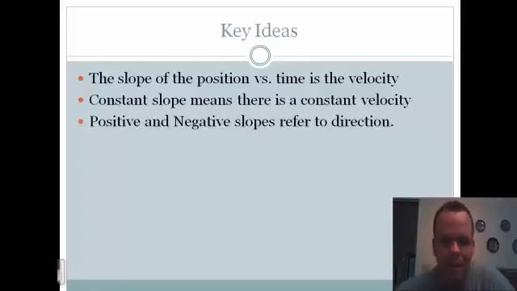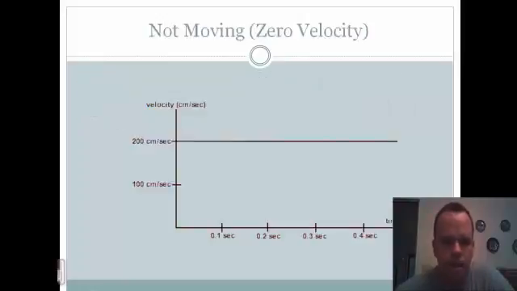If the slope stays constant, we know it's moving at a constant velocity. If the slope stays the same, if it's a straight line, then we know it's at a constant velocity. If it's curving, the slope is changing, therefore we know the velocity is changing.